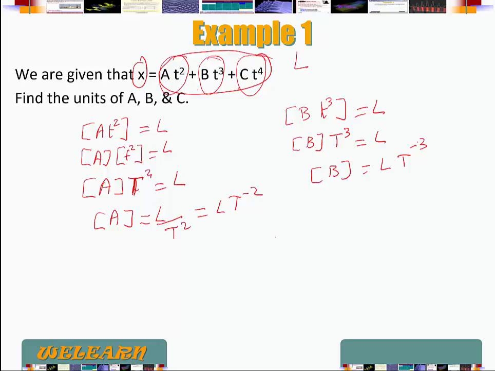And finally, c t to the power 4 should have the unit of length. So the unit of c times t to the power 4 is equal to L, and the unit of c is equal to L t to the power minus 4.